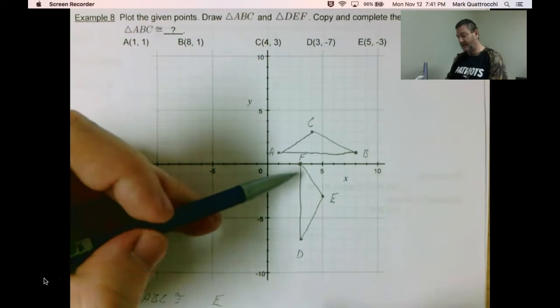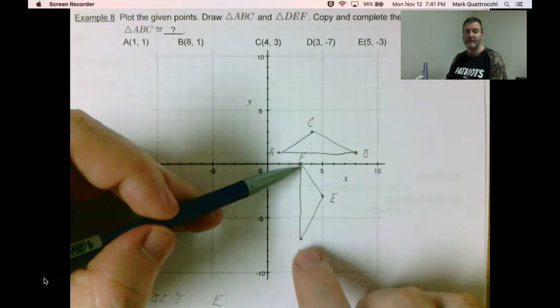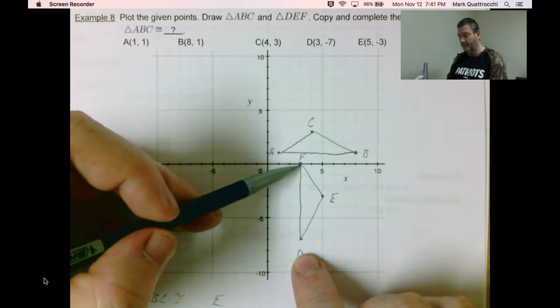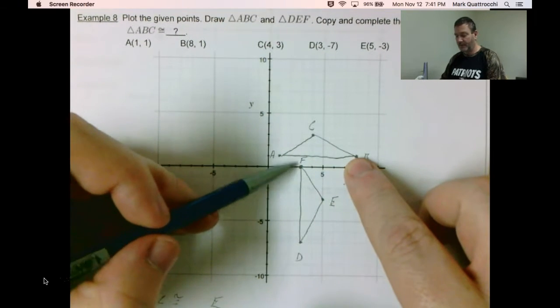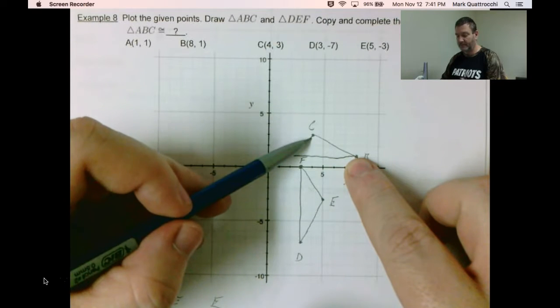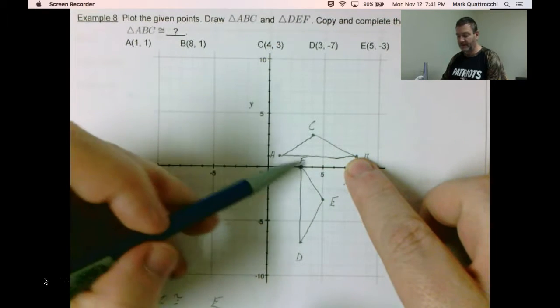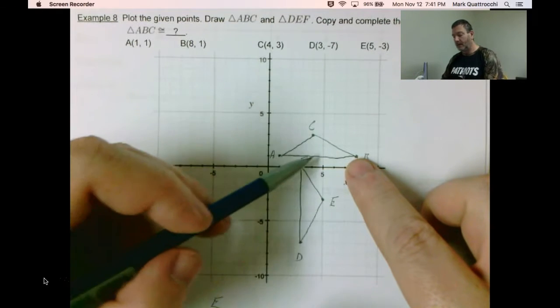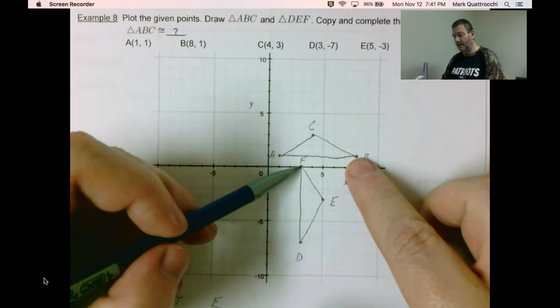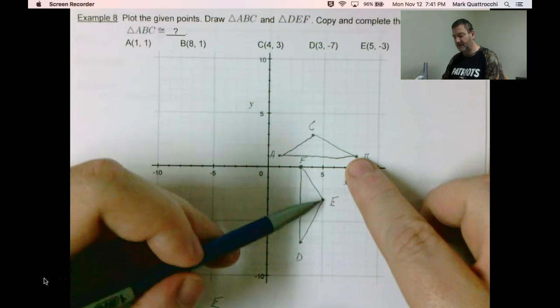So if I rotate, and this is why we did chapter 4 just prior to chapter 5, this is a rotation. Point D comes up here, point F comes over here, point E matches up here. If we rotate this, I'm not sure where the center of rotation is, somewhere over here. But to move from F to E, I go down 3, up 2.